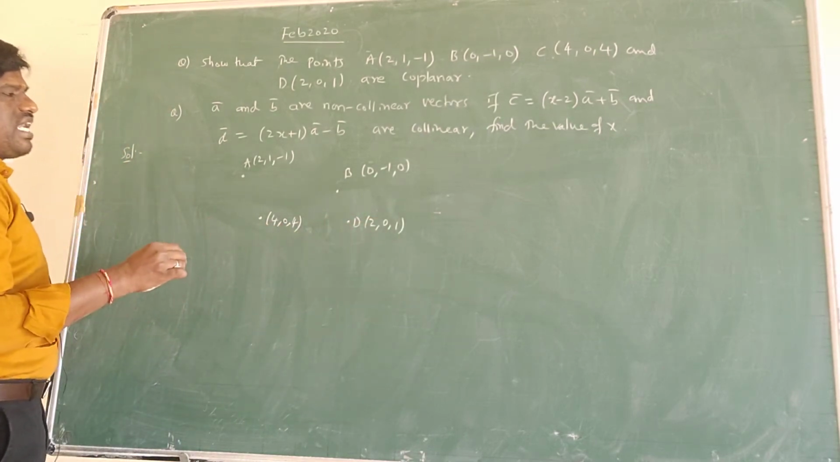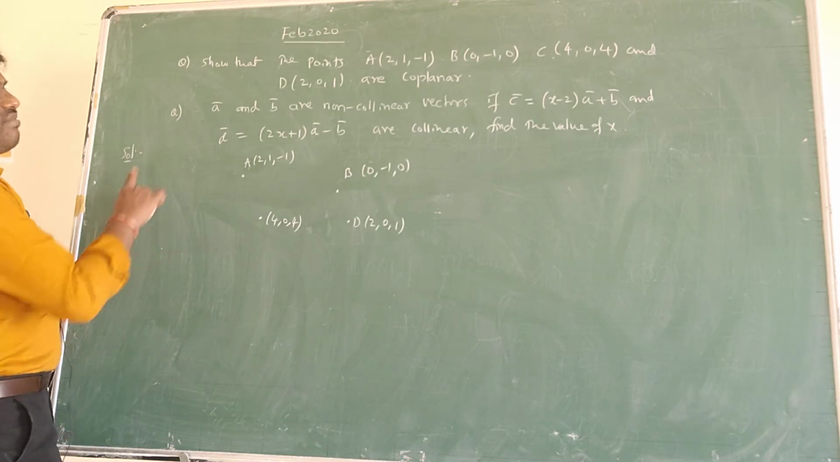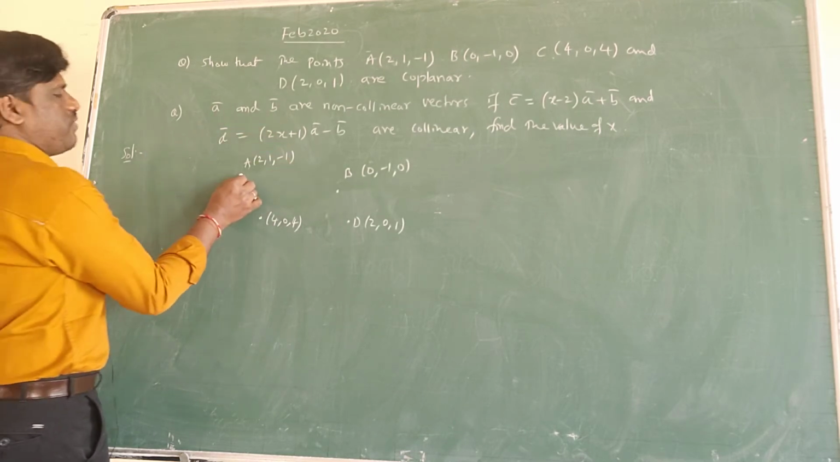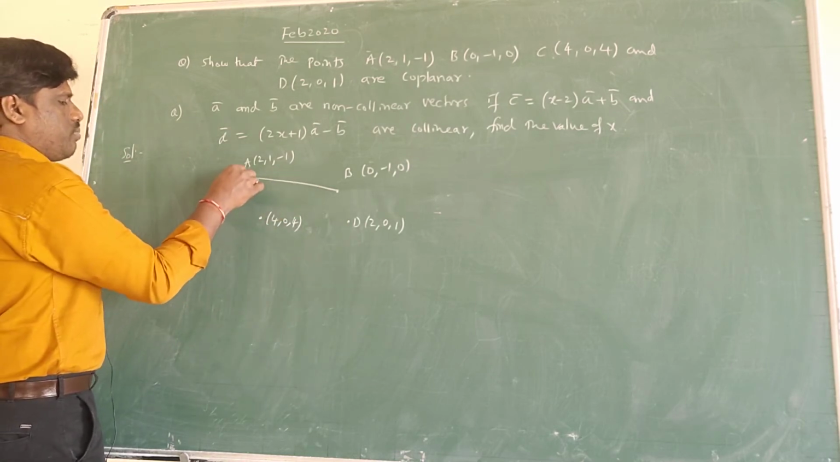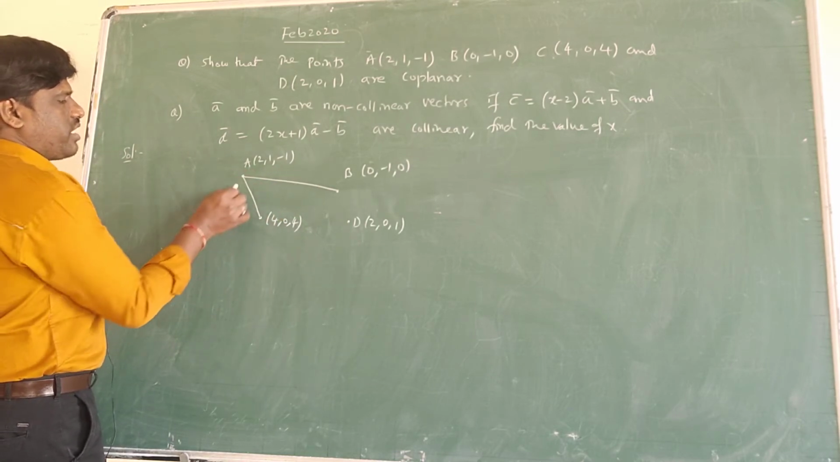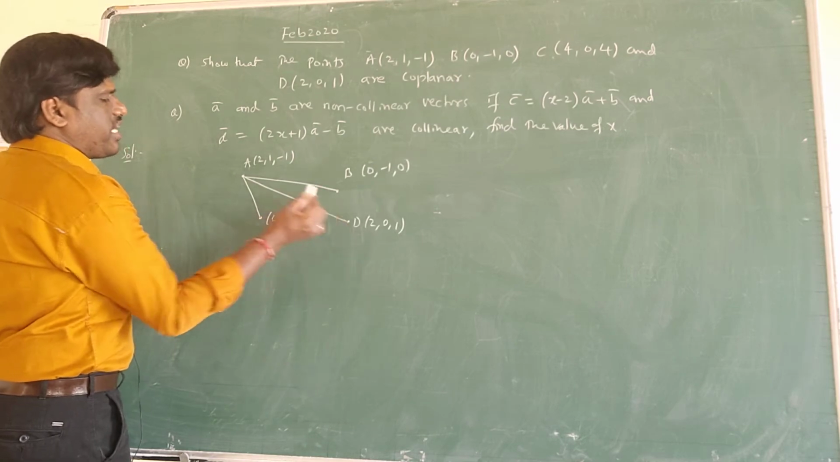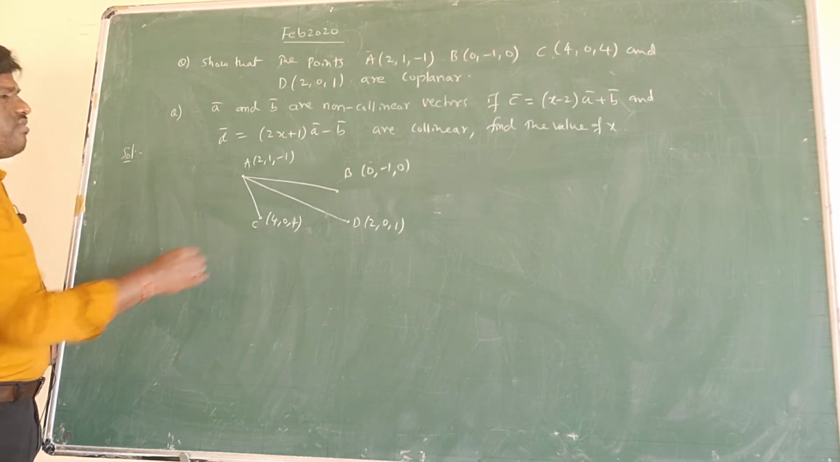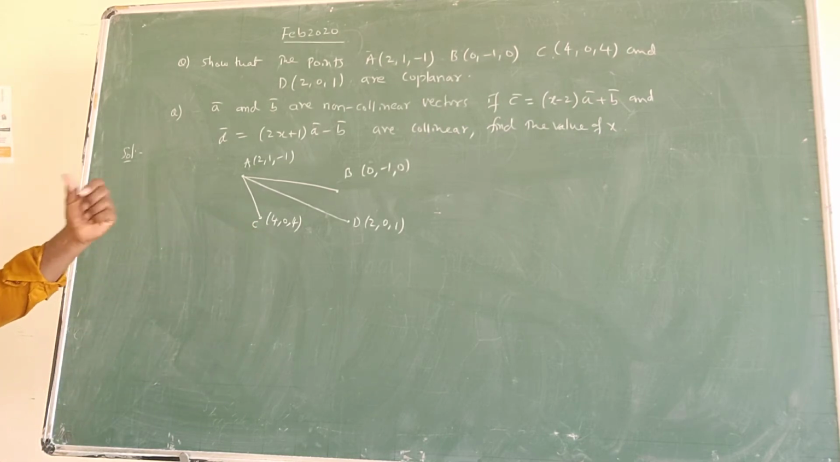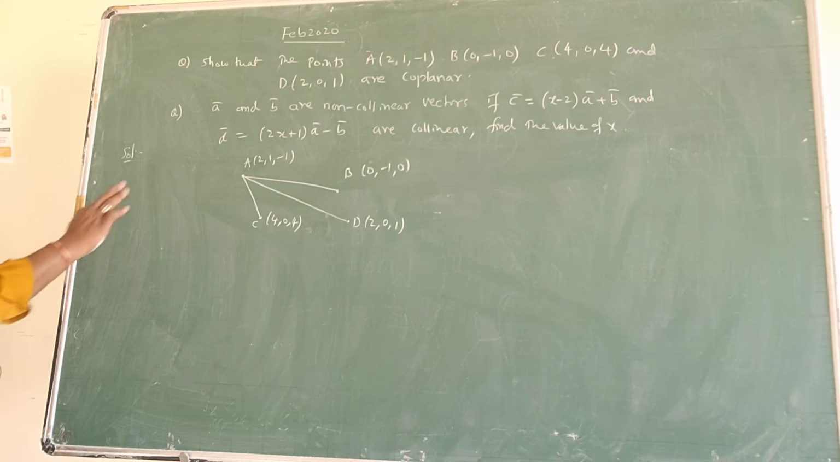When we take points like this, how can we say they are coplanar? If you join any 2 points you get a vector. You can join any 2 points like this. If these are the vectors, then their box product must be 0. So first we find the vectors, then we make the box product 0.